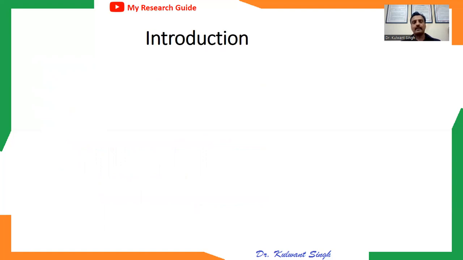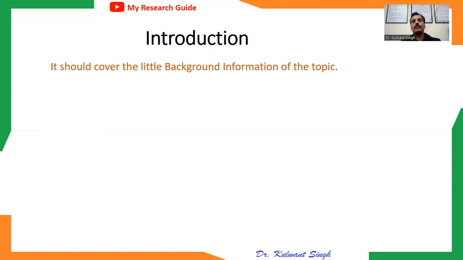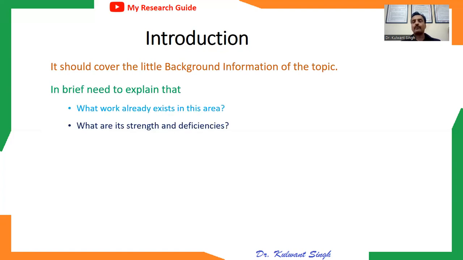Then the next part, that is an important part of our synopsis, that is the introduction. Introduction should cover a little background information of the topic. We have to start from the background. In brief, we need to explain what work already existed in the area. Area means your topic of research. What are its strengths and deficiencies?